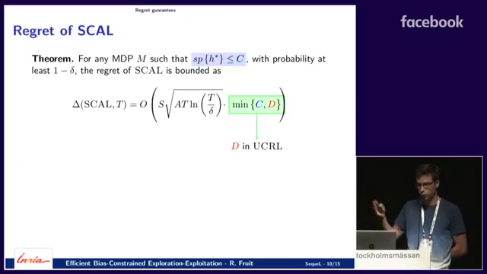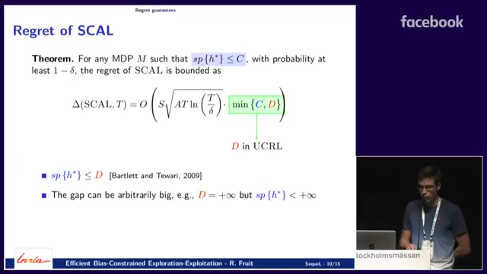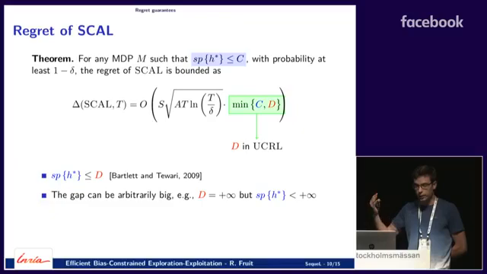So we always get something that is better. But how good is this improvement? Well, it turns out that Bartlett and Tewari proved that the span of H star is always bounded by D. So this is something good for us. But not only that, the gap between D and the span of H star can be arbitrarily big. More precisely, there exist MDPs where the diameter is infinite, whereas the span of H-star, by definition, is always finite. So the improvement can be quite big for some domains.